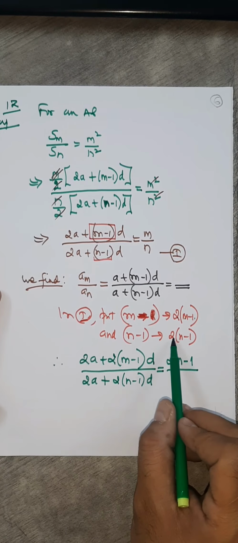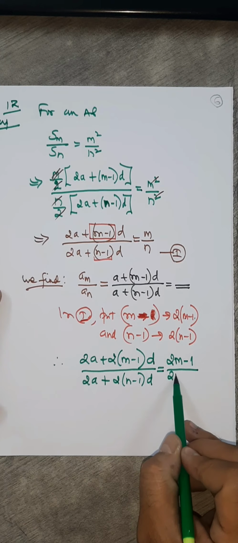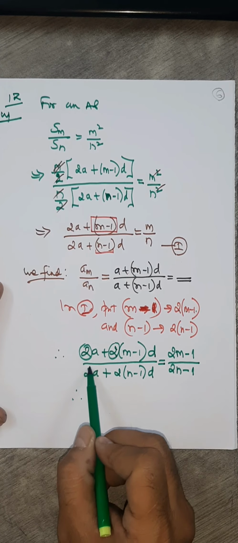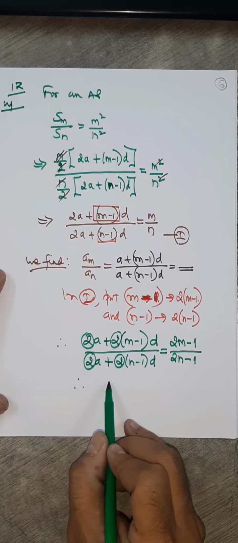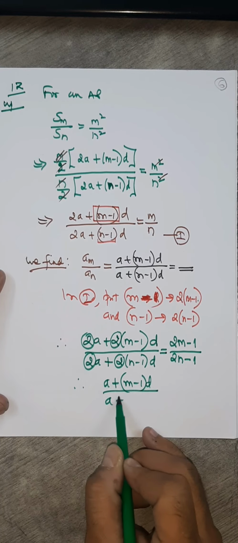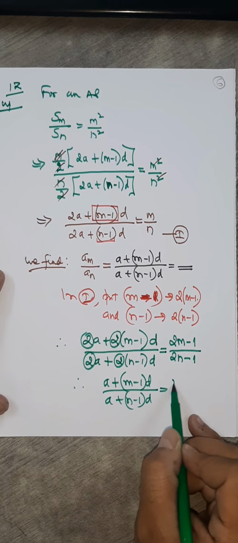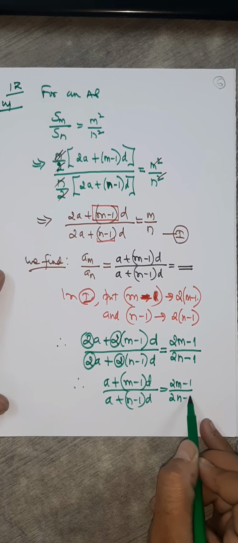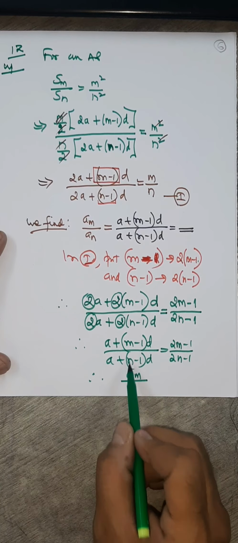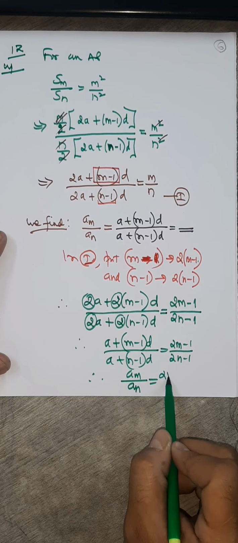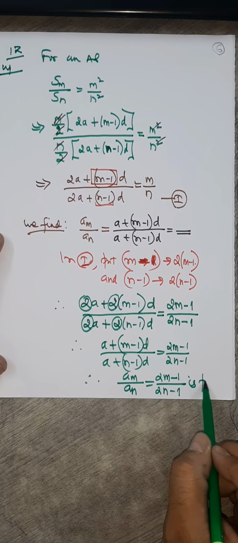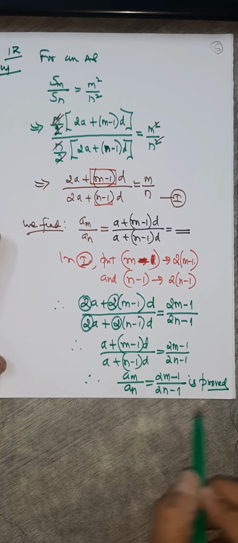What is the value of n? 2n minus 2. Take 1 on the other side. So 2n minus 1. Now take 2 common. Take 2 common and it will get cancelled from the numerator and denominator. So what will we get? a plus m minus 1 into d upon a plus n minus 1 into d equals 2m minus 1 upon 2n minus 1. What is this? This is mth term. What is this? This is nth term, equals 2m minus 1 upon 2n minus 1. Is proved.